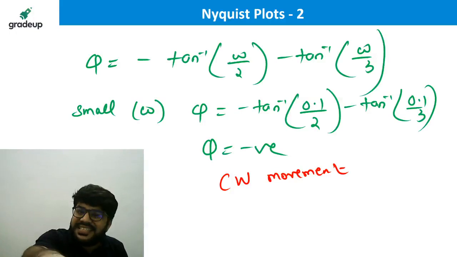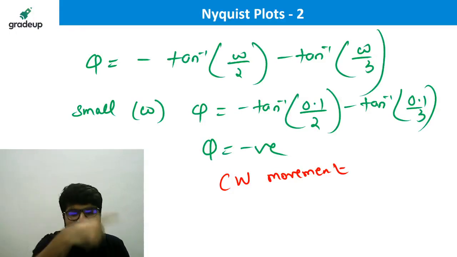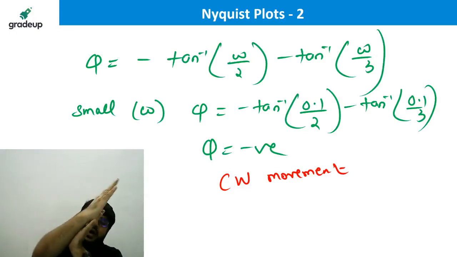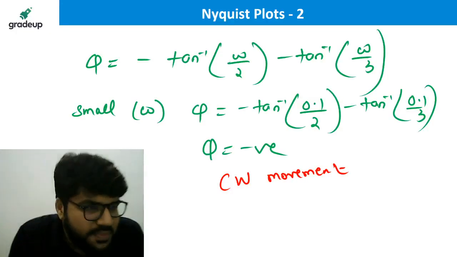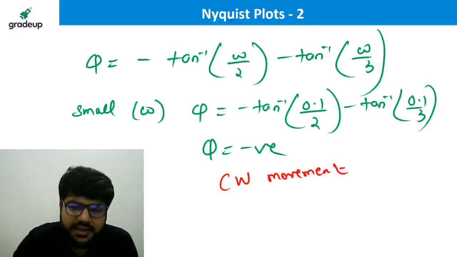Here, no calculation, just check whether the angle is negative. Negative means go clockwise. If it was positive, I would go anti-clockwise. Like that we can relate. Is that clear now?